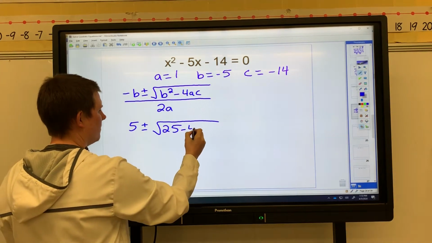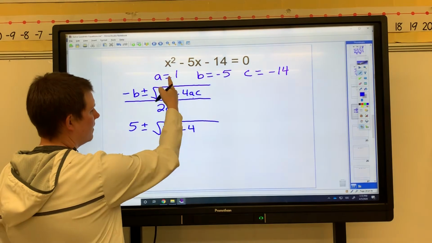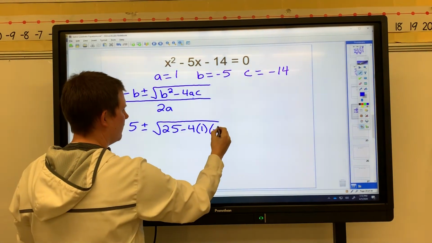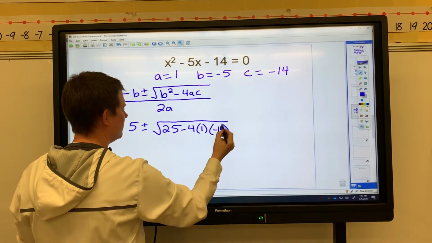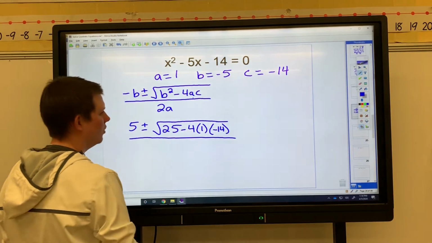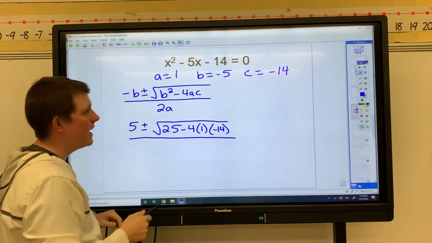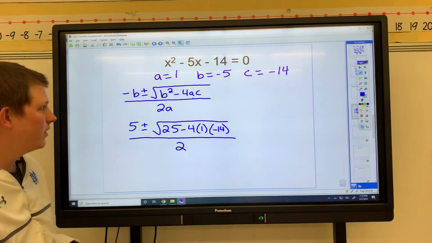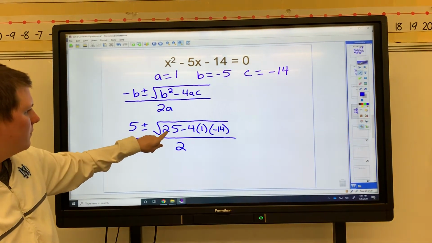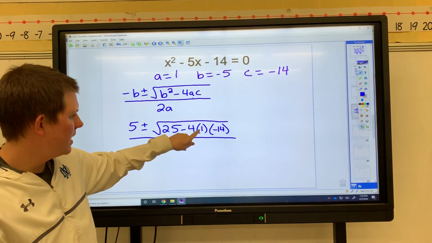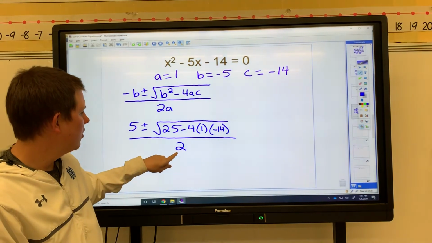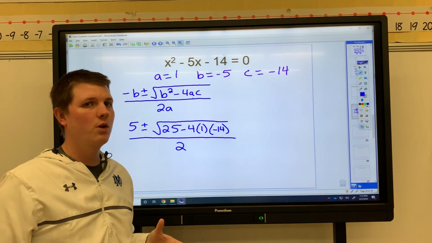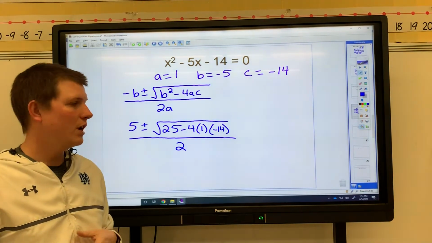Minus 4 times a is 1, times c, which is negative 14, all over 2 times a. Since a is 1, 2 times 1 is 2. Okay, I've plugged everything in. b squared minus 4 times a times c all over 2 times a. 2 times 1 is 2. Now, I haven't actually worked anything out. I've just plugged things in. So now we have to work it out.